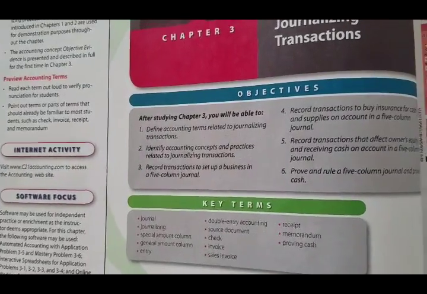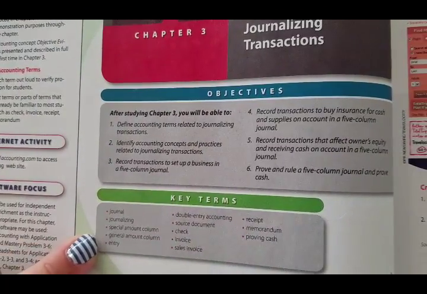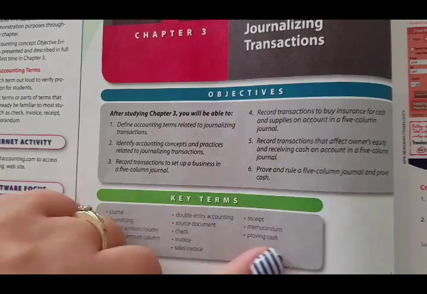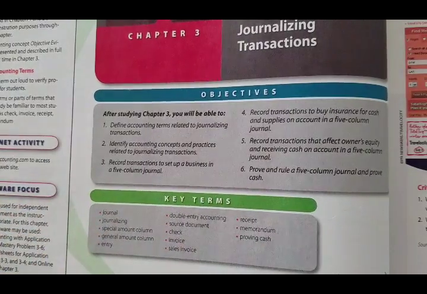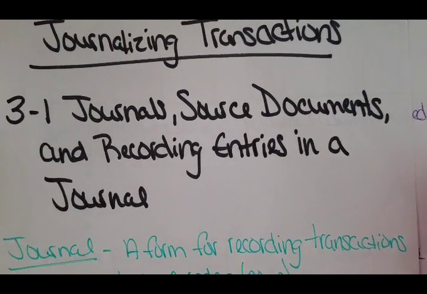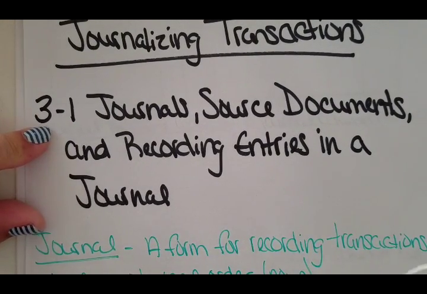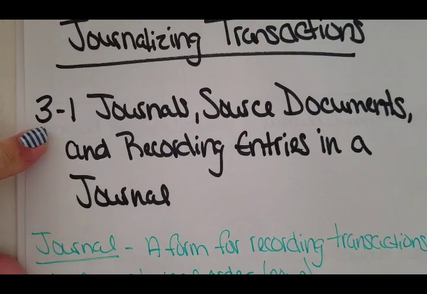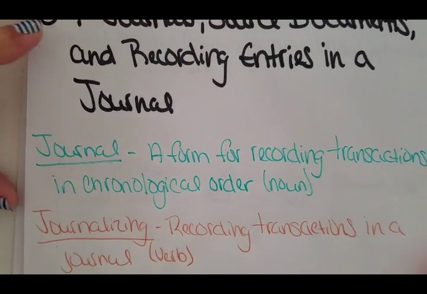Terms this time, there's a few more in this chapter. Looks like there are going to be 13 of those. So that's what we're going to start with. Section 1 is called journals, source documents, and recording entries in a journal. So we're going to start out with a lot of definitions.